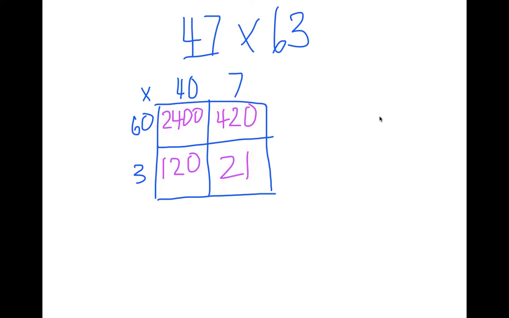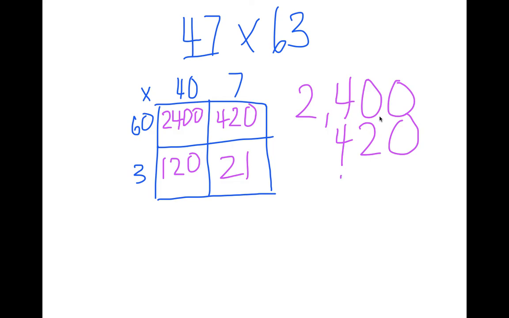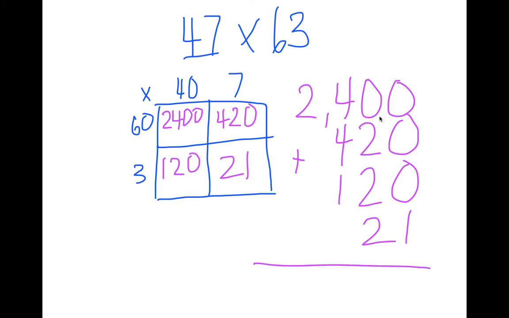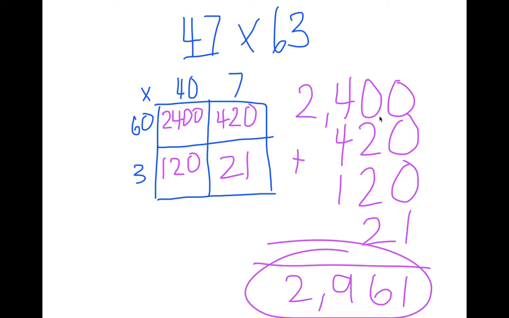What do we do with these four products? We add them on the side, lining and stacking, starting with the largest number, or the numbers that have the most digits in them. You should put them on the top. Helps you to organize your algorithm more neatly and making sure you're lining and stacking. And add. Boom. And the answer is 2,961.